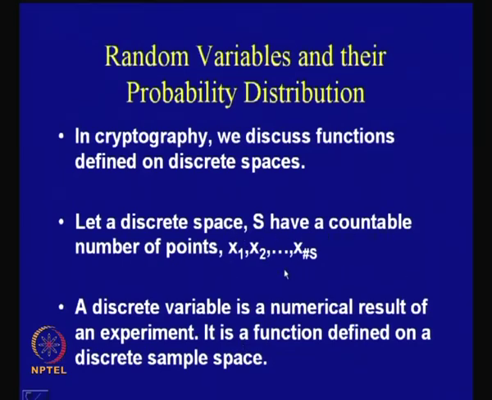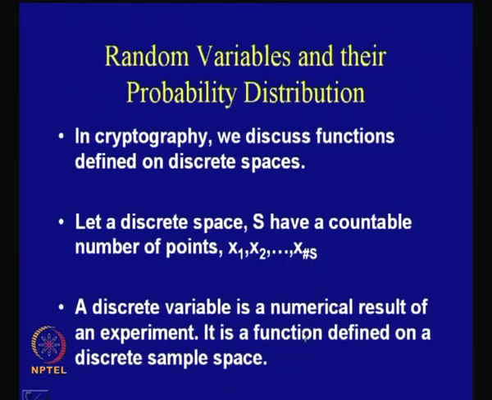So if there is a discrete space S which has a countable number of points like x1, x2, and so on till x_#S, then a discrete variable is nothing but a numerical result of an experiment. It is a function which is defined on a discrete sample space. For example, a discrete variable could be defined over some points like x1, x2 up to x_#S.